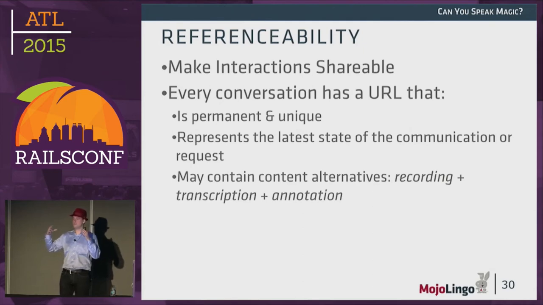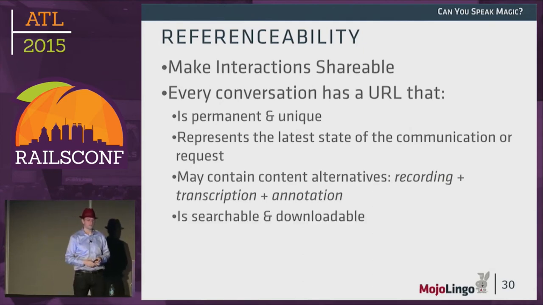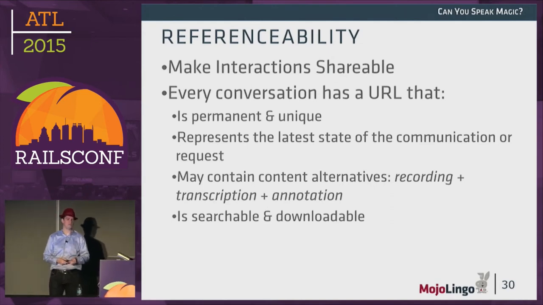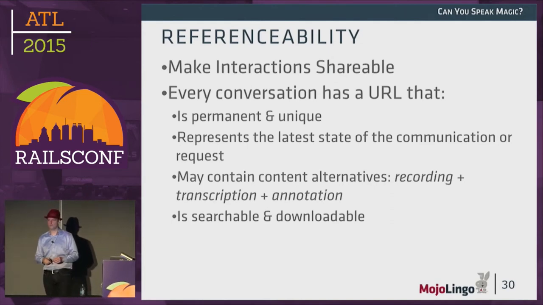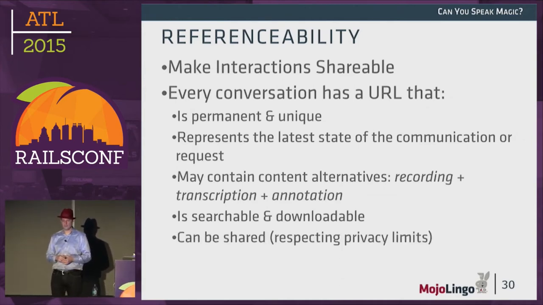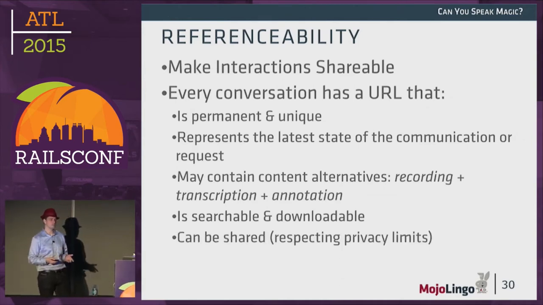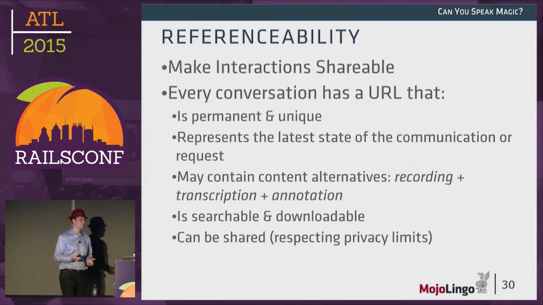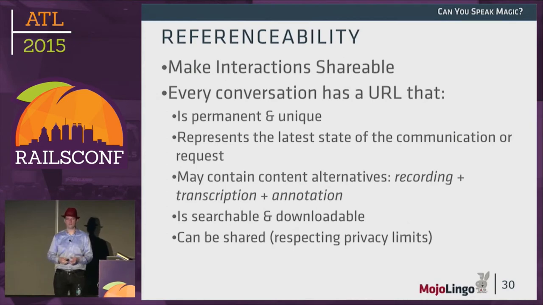But this idea of a single conversation can be referenced in a URL in all its forms. And then whenever possible, make it searchable and downloadable. Because if you don't know something's there and you can't find it, it may as well not be there. And of course, it should be able to be shared. That's really one of the main points of having a URL, right? I can copy and paste it and send it to anyone. And assuming they have permission to view it, they'll be able to see it.